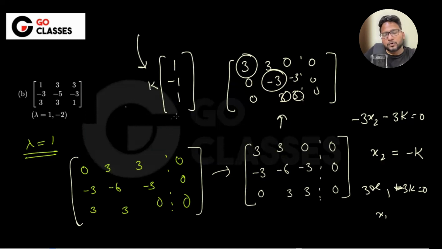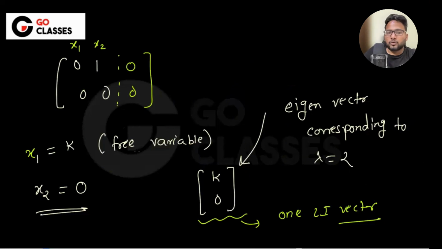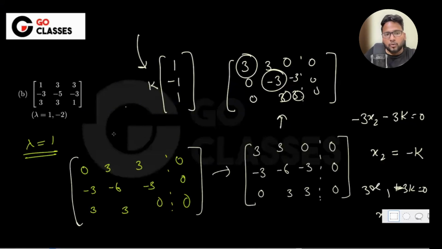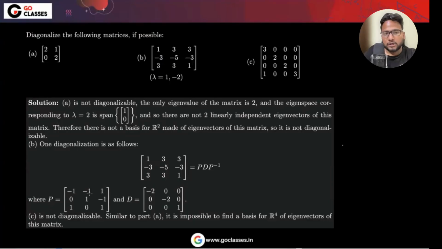Okay, so corresponding to lambda equal to 1, you got it. And then similarly, you need to find out corresponding to lambda equal to minus 2. Let's suppose this is repeating two times. You will automatically be getting two linearly independent eigenvectors corresponding to lambda equal to minus 2. So if you do it, then you will be getting this and this. These are the two eigenvectors that you will be getting corresponding to lambda equal to minus 2.